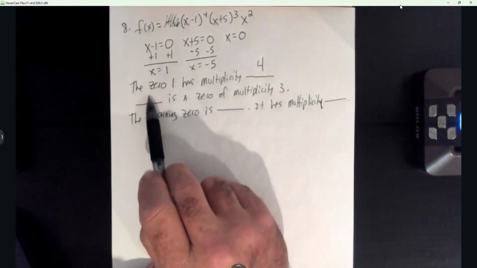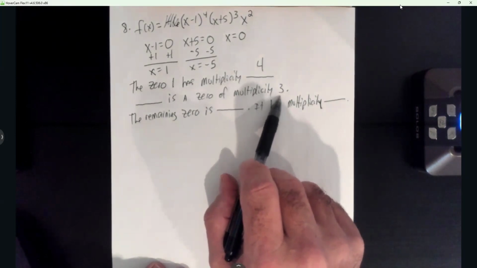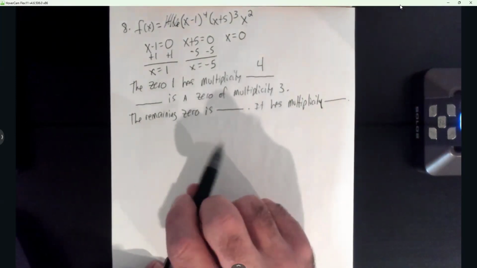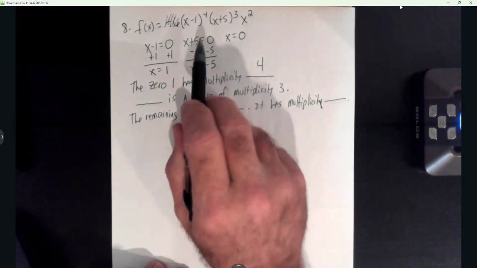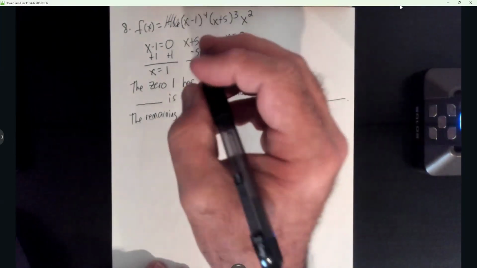Well, what about this? Blank is a 0 of multiplicity 3. All right, Julie, what do you got? -5, perfect, because the -5 came from this factor, and this factor had a multiplicity 3.